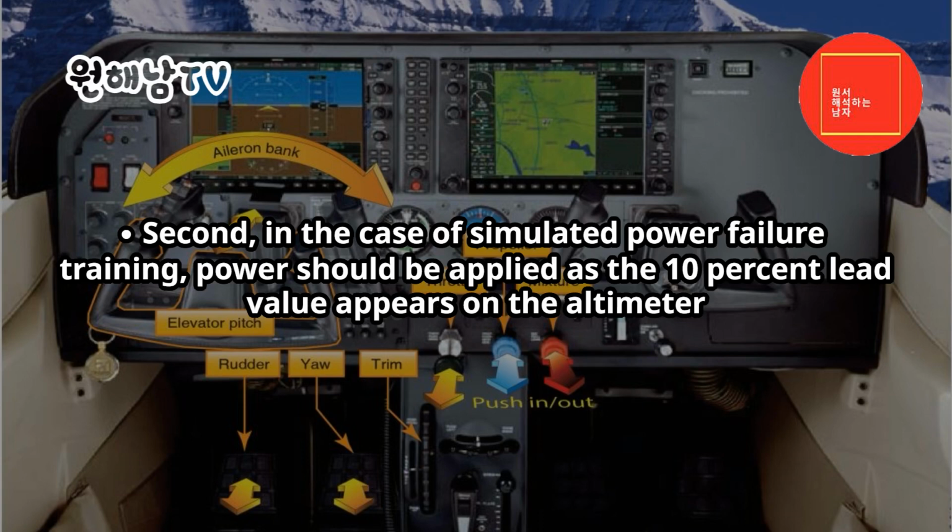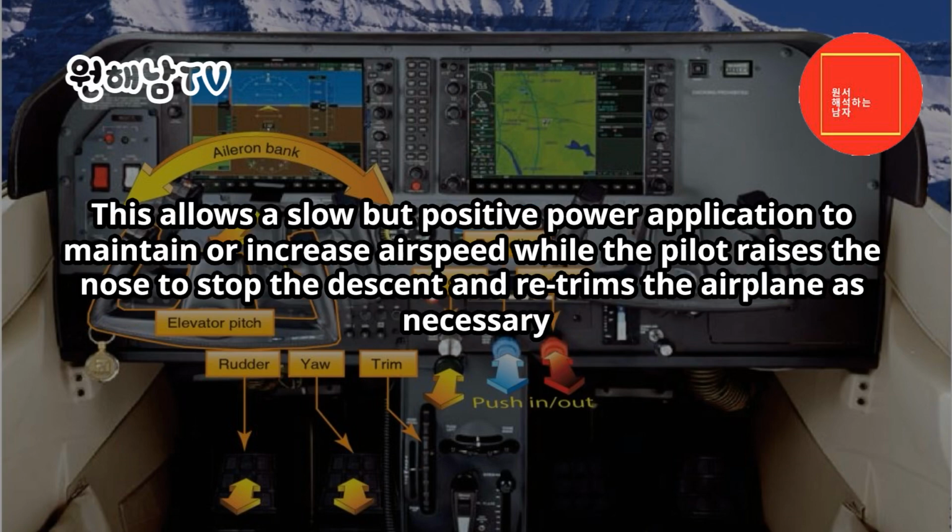Second, in the case of simulated power failure training, power should be applied as the 10% lead value appears on the altimeter. This allows a slow but positive power application to maintain or increase airspeed, while the pilot raises the nose to stop the descent and retrims the airplane as necessary.